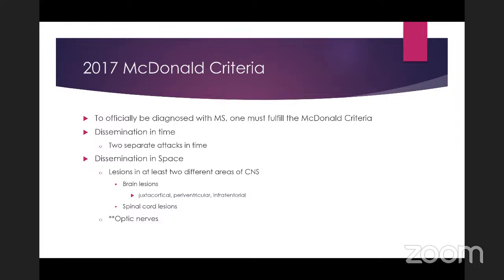You also need dissemination in space. So 2 different areas of the central nervous system have to be attacked. That's a brain lesion, and there are 3 different areas of the brain that we count, and then spinal cord lesions as well. With all of these, we can put it together if someone fulfills these criteria. There's a little bit of a question about the optic nerve. Like we said, patients can get vision loss because of optic neuritis, or inflammation of the optic nerve. It's currently not within the dissemination in space, but word on the street is it's going to be included in the next McDonald criteria.